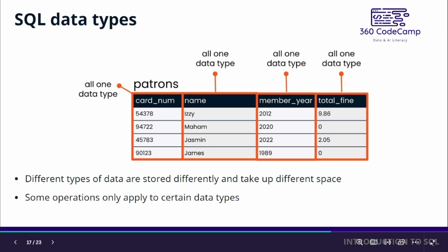When we create a table in SQL, each field needs a specific data type. This is crucial because the data type determines how the data is stored and what operations we can perform on it. For example, multiplying numbers makes sense, but trying to multiply text, not so much.